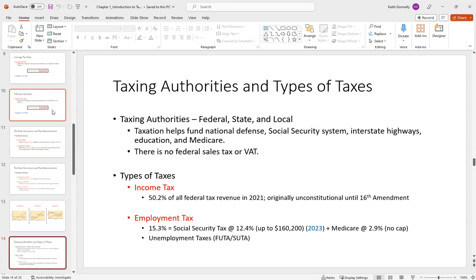There's also employment tax. If you're self-employed, it's called SE tax. If you're a wage employee, it's called FICA tax. Essentially, that's how they fund Social Security and Medicare. That's an employment tax with the tax base being your wages.